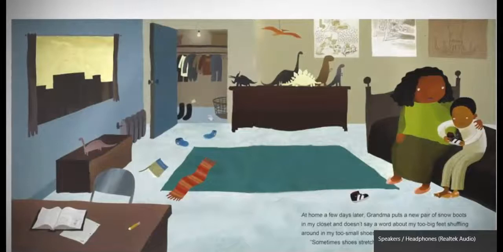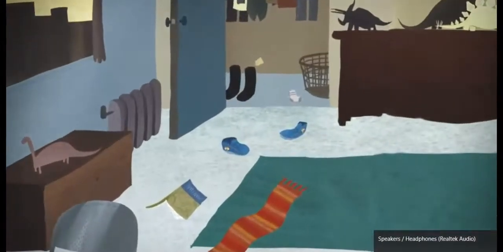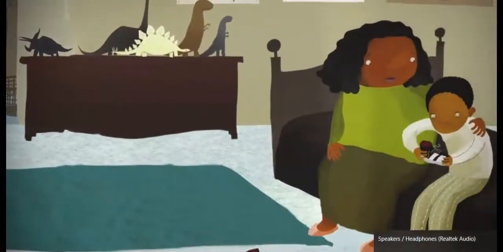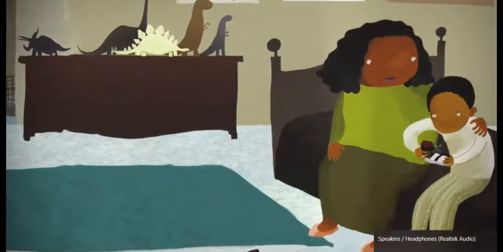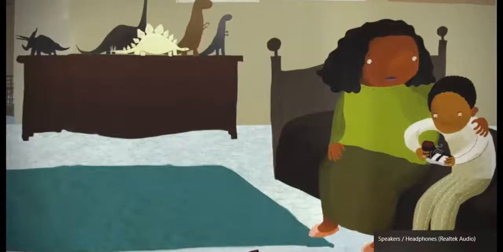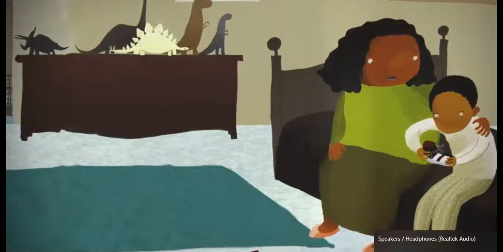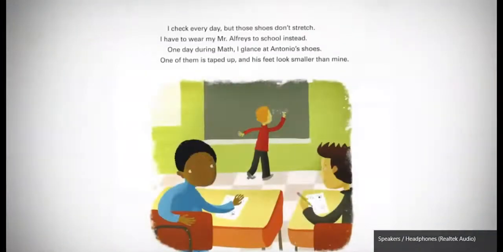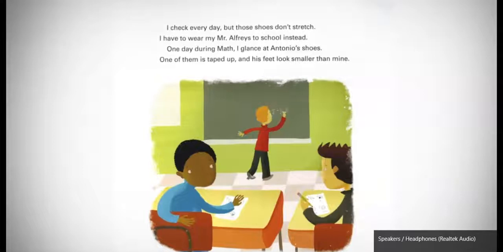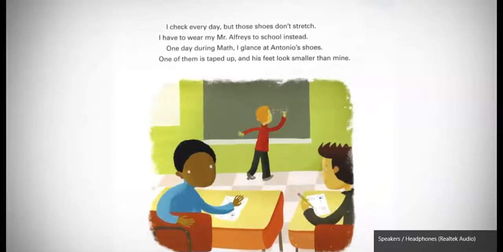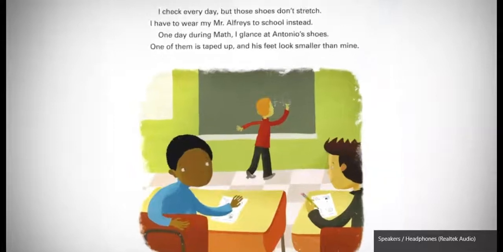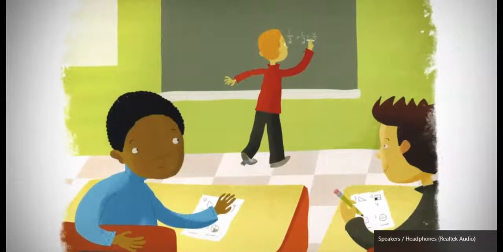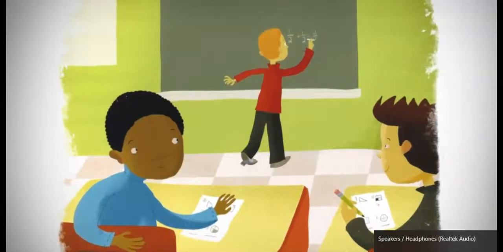At home, a few days later, Grandma puts a new pair of snow boots in my closet and doesn't say a word about my 2 big feet shuffling around in my 2 small shoes. "Sometimes shoes stretch," I say. Grandma gives me a hug. I check every day, but those shoes don't stretch. I have to wear my Mr. Alfrey's to school instead. One day during math, I glance at Antonio's shoes. One of them is taped up, and his feet look smaller than mine.